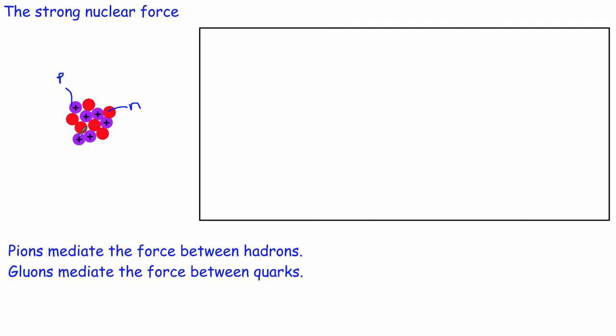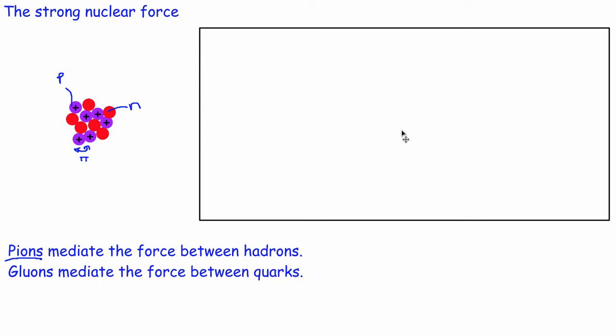Now we've seen that forces are mediated or carried by different particles, and for the strong nuclear force it depends what we're really looking at. So if we're looking at particles that are made up of quarks, so for example our mesons or our baryons, then in this case pions are the particle that mediate the force between hadrons. So for example, between these two protons, they're exchanging some pions, which themselves are made of quarks. So these pions are constantly going backwards and forwards, and these are the things that mediate this particular force.